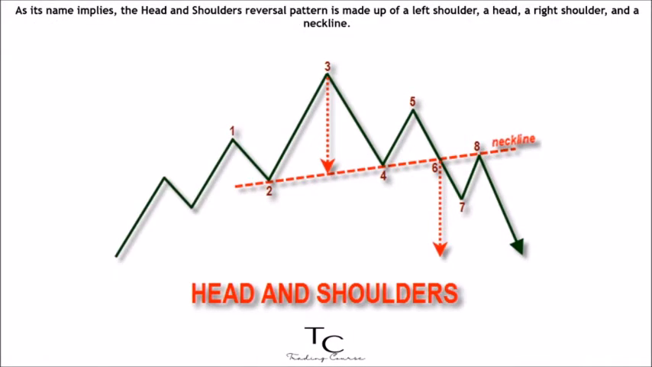As its name implies, the head and shoulders reversal pattern is made up of a left shoulder, a head, a right shoulder, and a neckline.